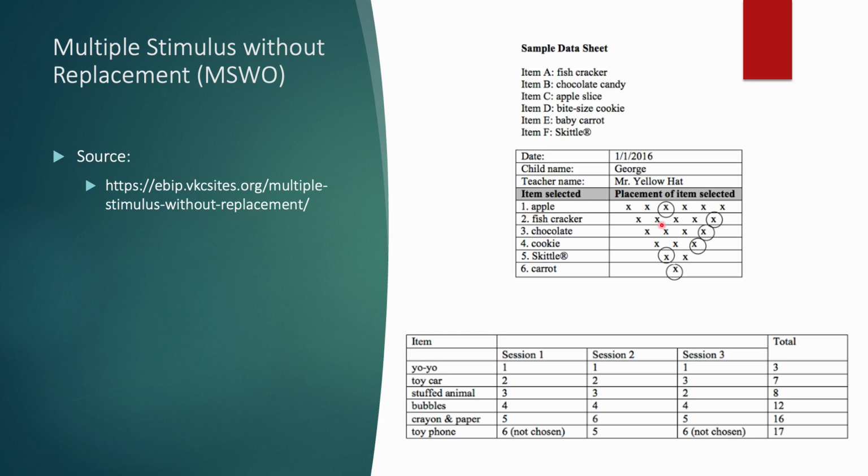In this case, there was a multiple stimulus without replacement preference assessment of 6 items. So 6 items were presented during the first trial, and then the apple was selected. You're just going to circle what position you had the apple in, so you can see if there's any side bias going on. Remember, the apple was given to the child. After they interact with it, the apple is removed, and then you present the next 5 items. The next item that was selected was the fish cracker, so you're just going to write down the fish cracker, and circle where the placement was, and so on and so forth.